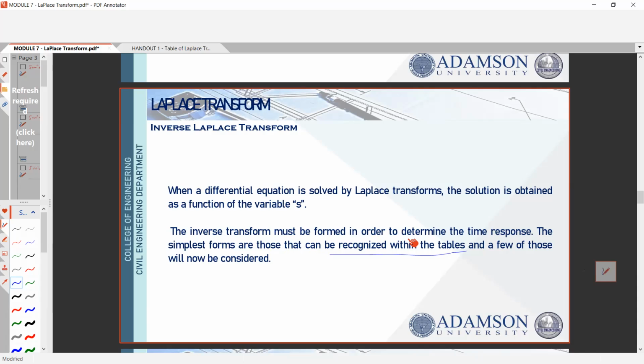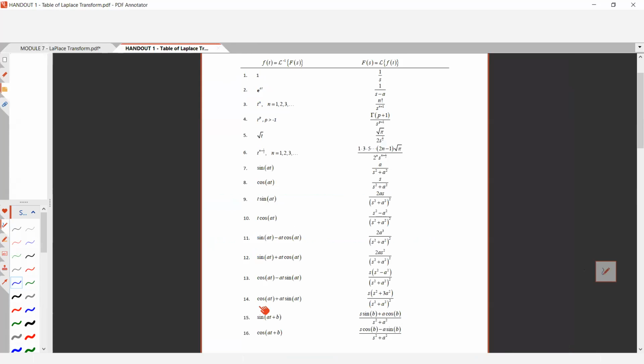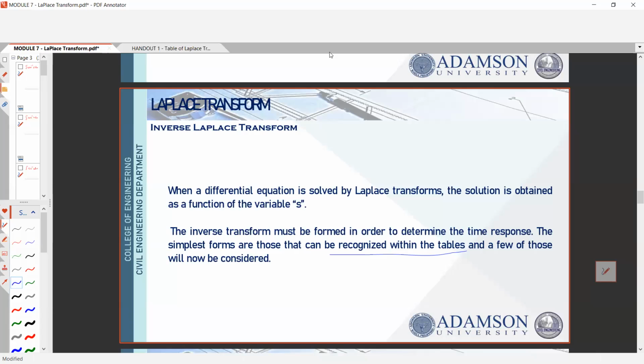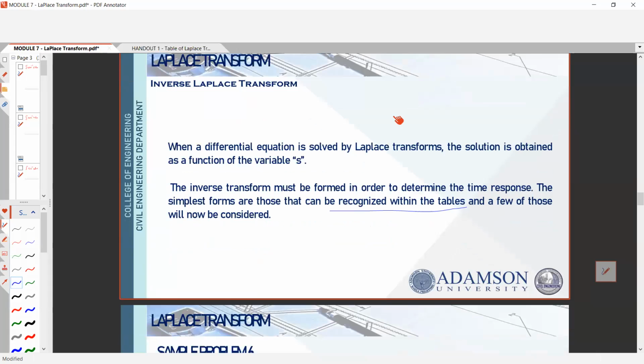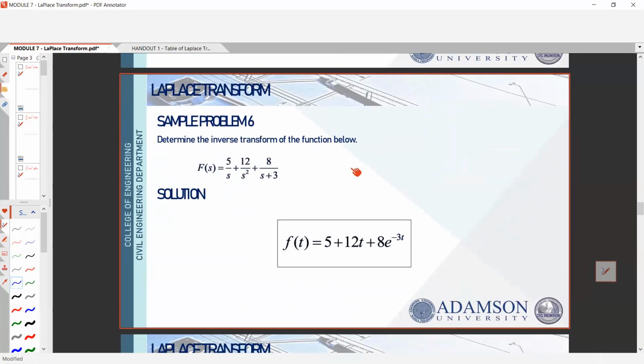Kailangan mong i-transform or i-simplify yung function mo into simplest form so that you can recognize that function in the Laplace transform table. Okay? Dapat ma-transform siya dito. Okay. So mamaya malalaman nyo kung paano yan. Sige. So let's try a practice problem. So easy practice problem lang tayo.